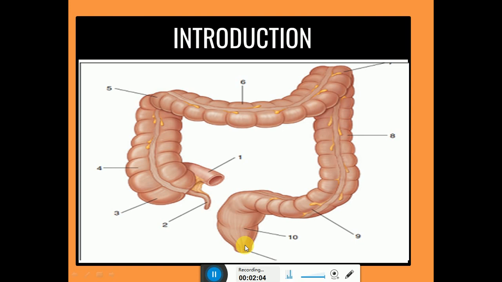So the most terminal part of the large intestine is called the anal canal. And as you can see, the length of the anal canal is 3.8 centimeters long, here.